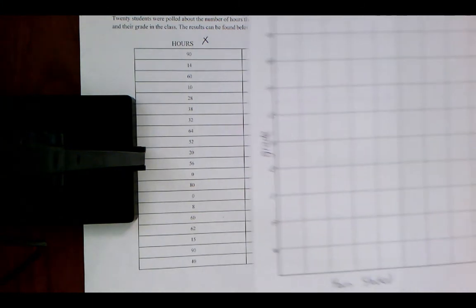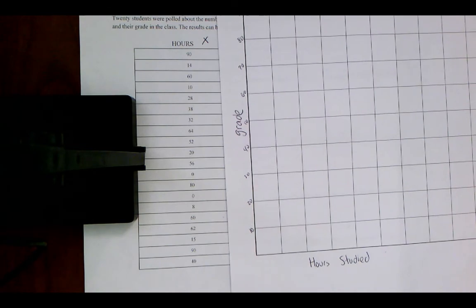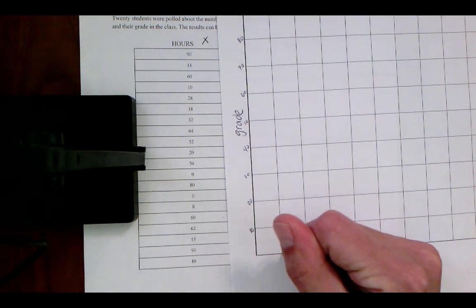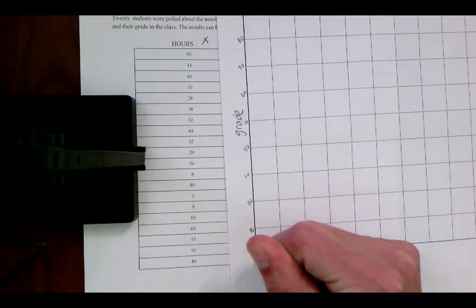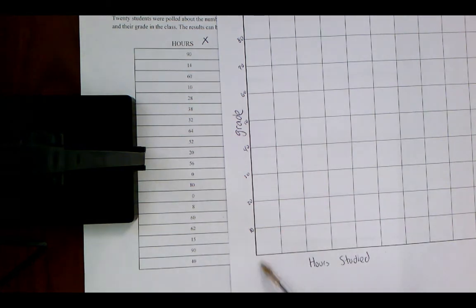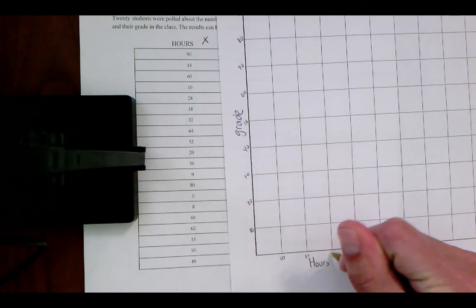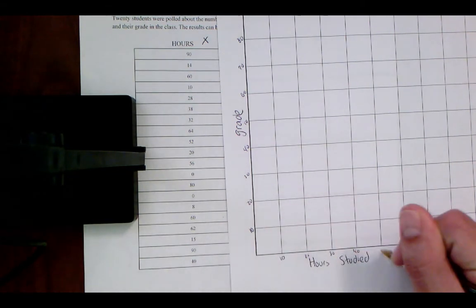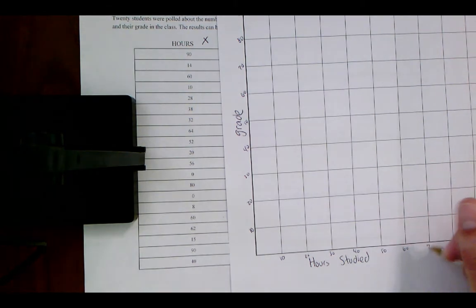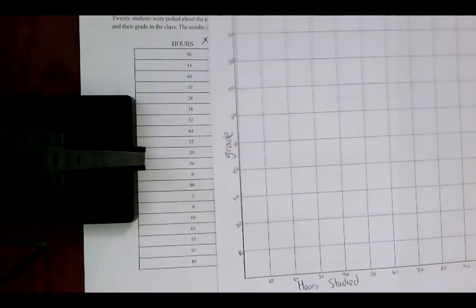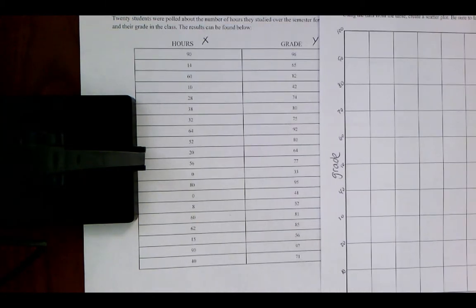Our hours studied also is a very similar range, and so I'm going to do the same thing. I'm going to make that same scale where each one of these lines is worth 10. So 0 would be right here, all the way on the corner here would be where 0 is, and then each line that I go across, I'm increasing by 10. So 10, 20, 30, 40, 50, 60, 70, 80, 90, and then lastly 100 all the way over on the end.